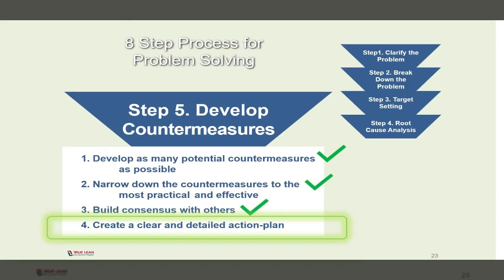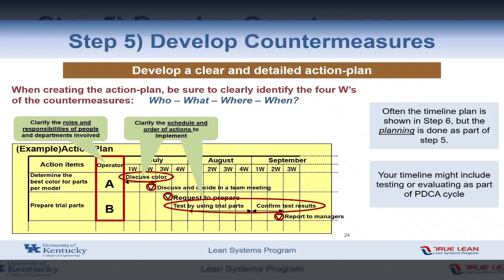As a reminder, we are in step 5. So far, we've developed as many potential countermeasures as possible, we've identified the countermeasure that is most practical and effective, and we've practiced consensus building. In other words, we've briefed others and sought consensus on our plan direction. We are now ready for the last part of step 5. Here, we are ready to create a clear and detailed action plan. What are important elements of a good action plan? Such a plan should specify who, what, and when.